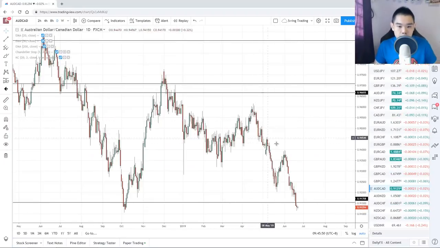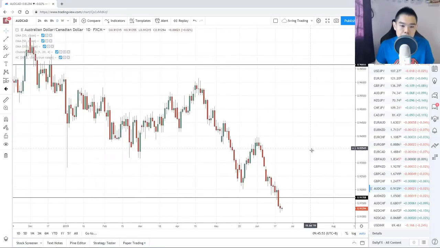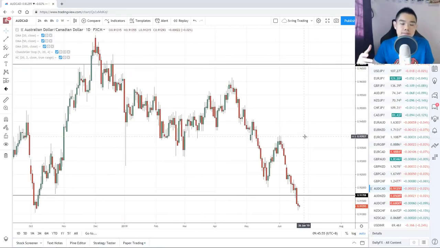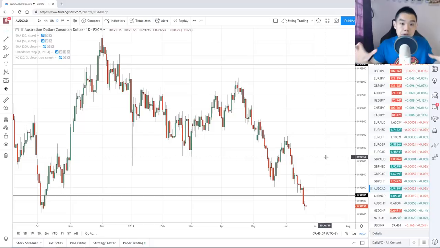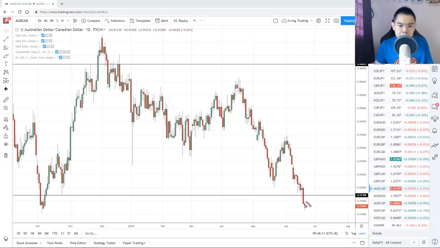So in this case, you can see that Aussie Canadian, at this point, the buyers are not showing any signs of being in control. In fact, sellers are still in control. The bars are all still bearish towards the downside, getting larger. So at this point, I will be on the sidelines to watch for bullish price action before I get long. One example could be a very simple false break where the market makes a very strong reversal back above this area of support and closes higher.